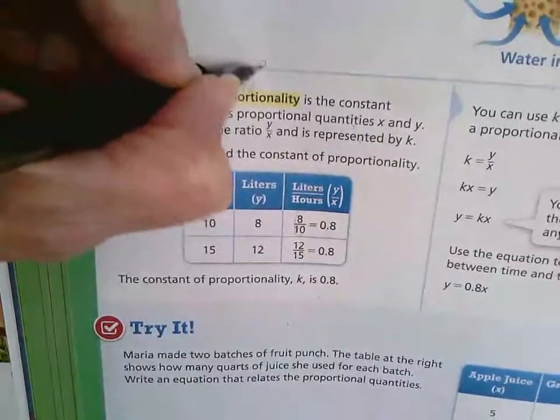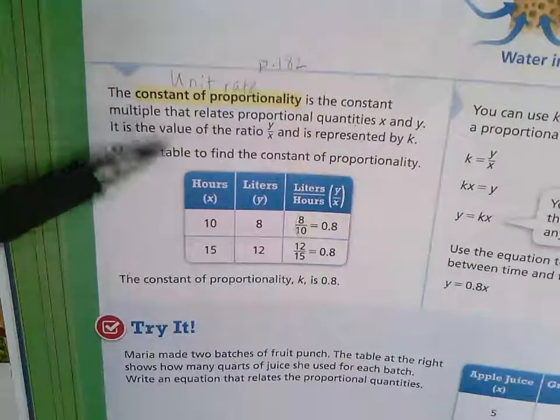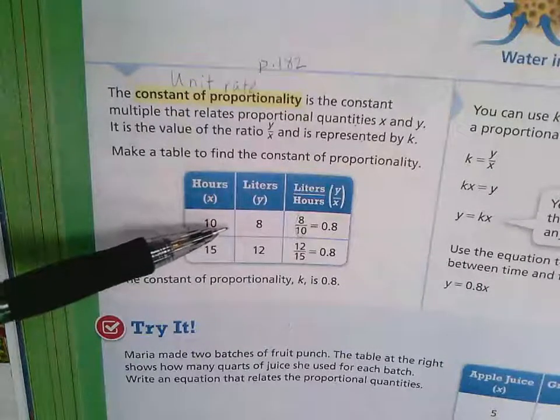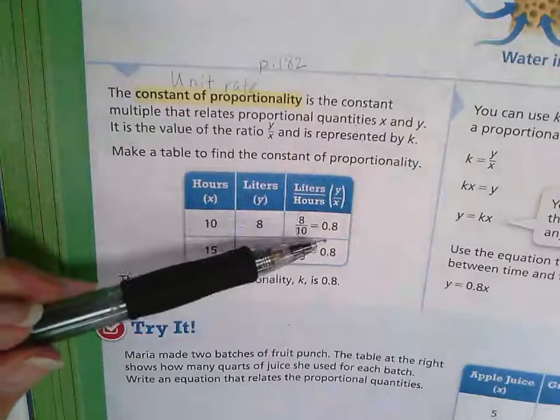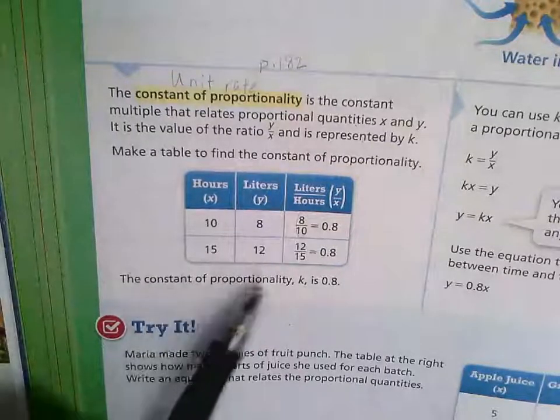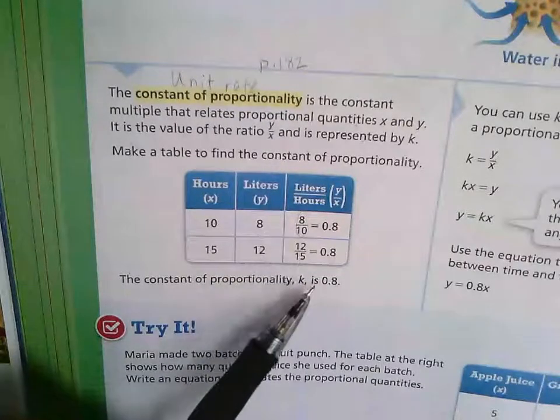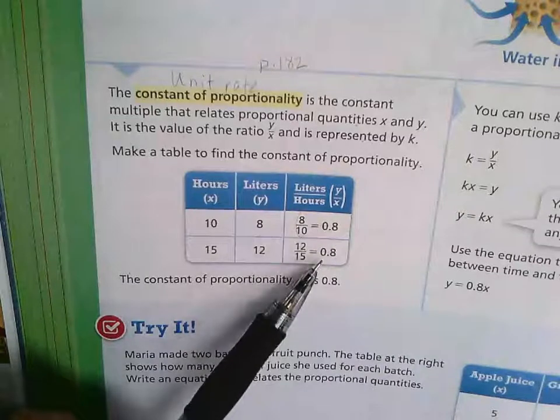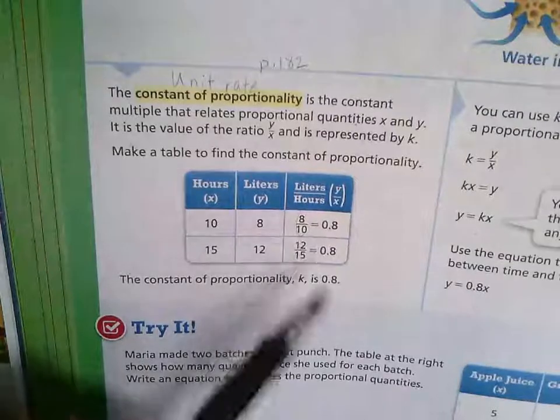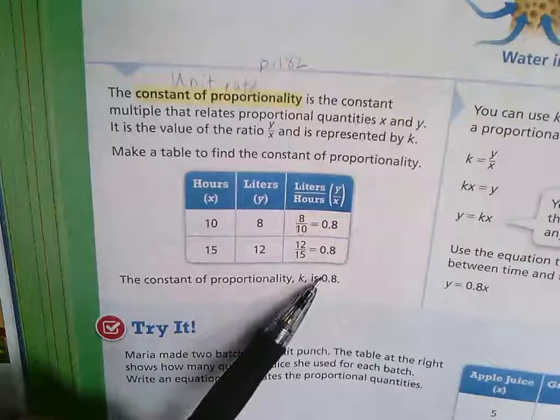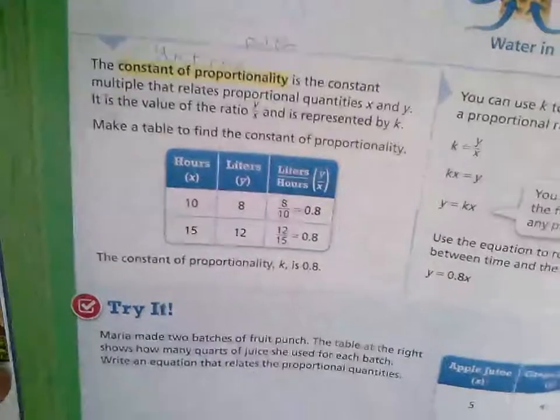And again, this is page 182. That's in your other book. So we're just looking to see if these two values are equal. If they are equal, then the ratios are equal. And so you can see here we get 8/10 for both of them. 8/10 of a liter per hour here, 8/10 of a liter per hour here. So this is a proportional relationship.